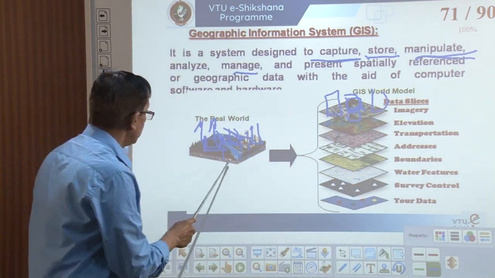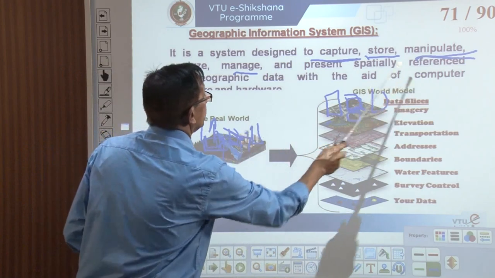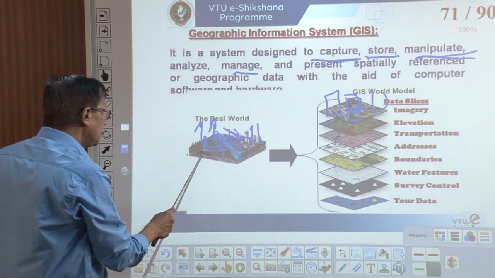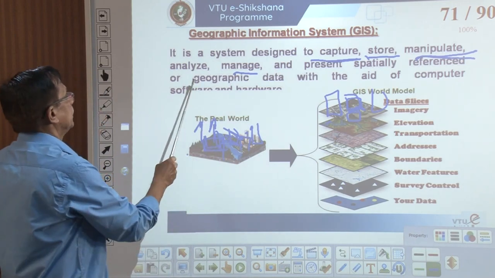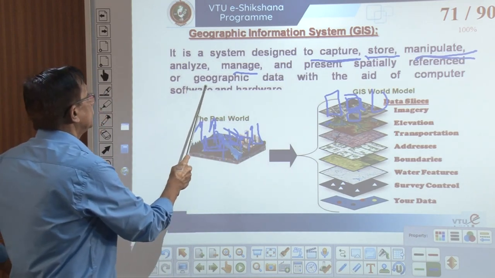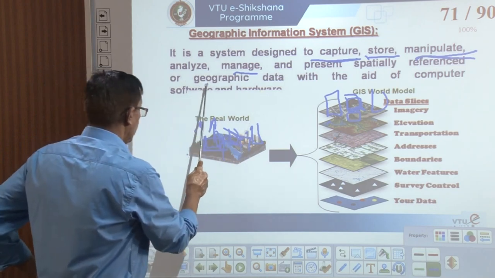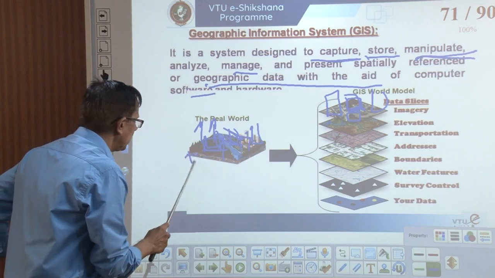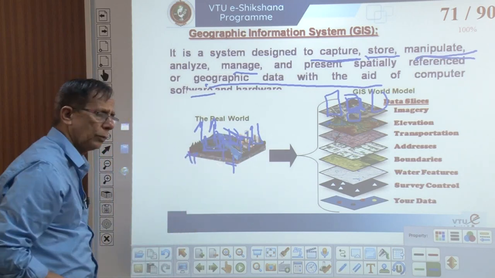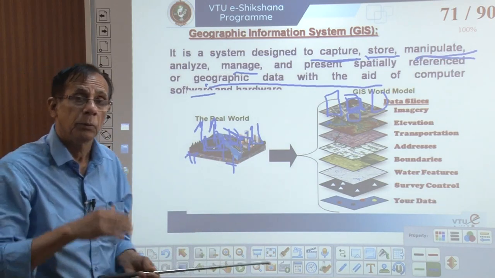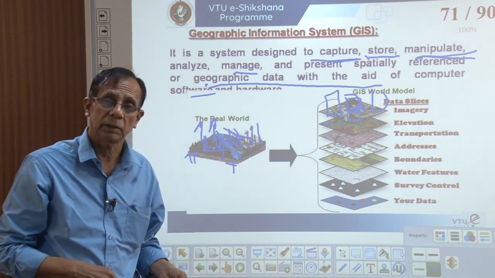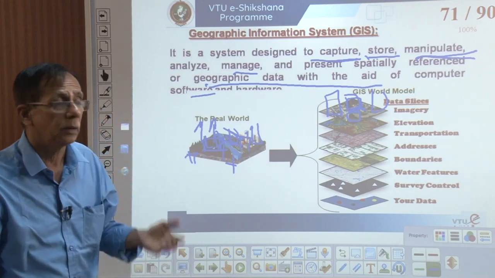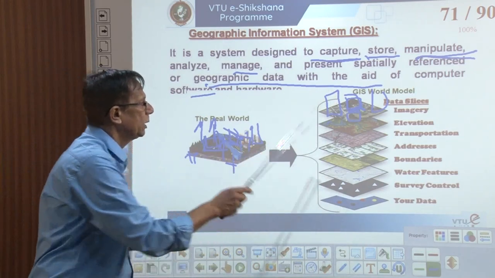This is spatial, here, here, here. Referenced means with a lat long, exactly. It means geographic reference data with the aid of a computer. Geographic data means I have a lat long, we have so many. With that kind of arrangement, I can present the information generated from the satellite image.